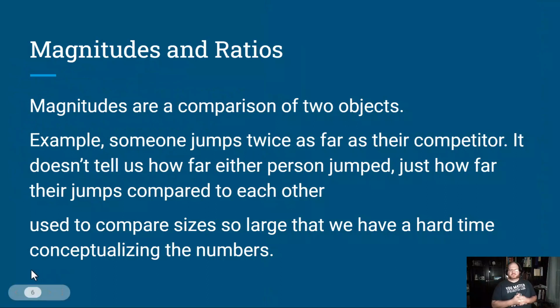Magnitudes are a comparison of two objects. So for example, if someone is jumping twice as far as their competitor, it doesn't tell you exactly how far either person jumped, but it's a relative size difference comparison of each of their jumps.